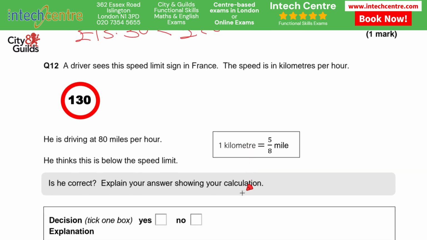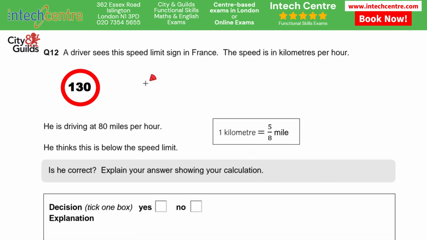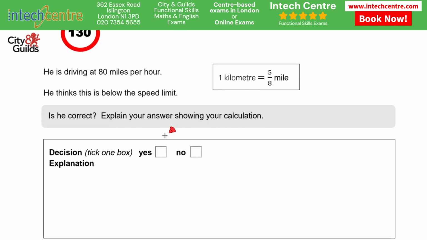Now, for question 12, a driver sees the speed limit in France and the speed is in kilometers per hour. So the speed limit is 130 kilometers per hour. He is driving at 80 miles per hour and thinks that this is below the speed limit. Is he correct? Now, to calculate this, what we will do is we have the equation here that 1 kilometer is 5 over 8 miles.